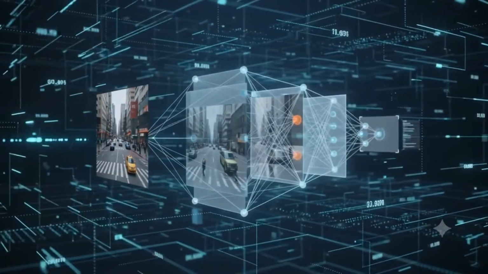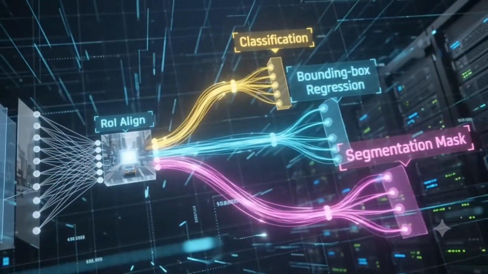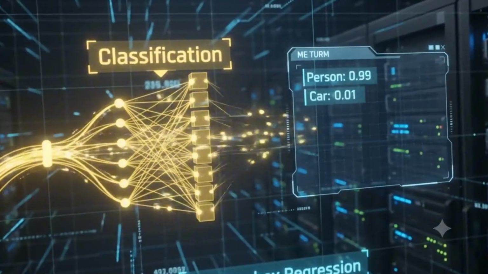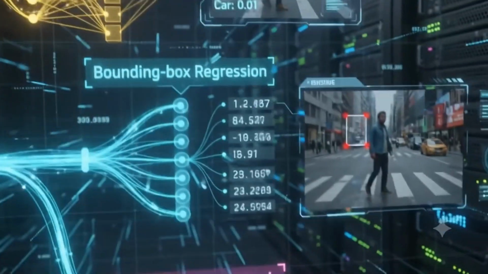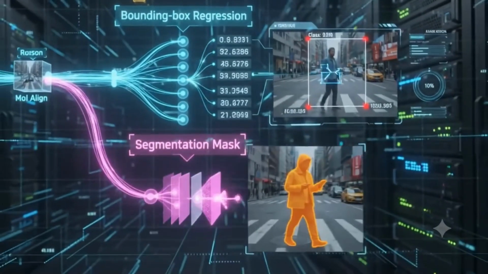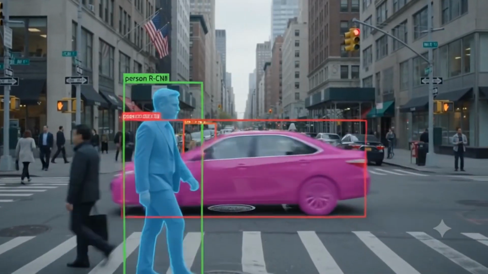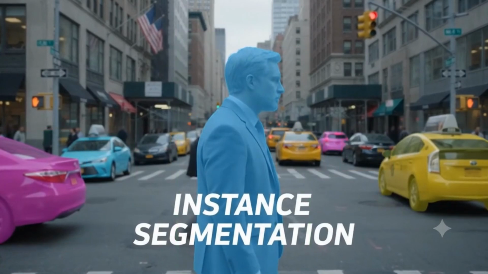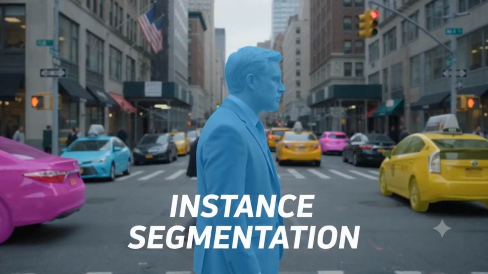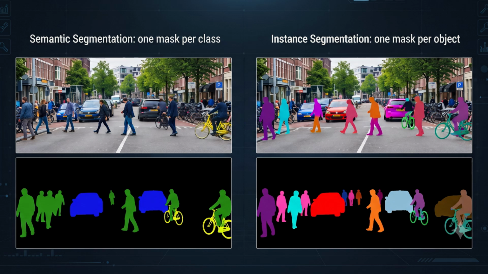Mask RCNN extends Faster RCNN by adding a third prediction branch. In parallel with class prediction and bounding box regression, the model produces a pixel-level segmentation mask for each detected object. This task is called instance segmentation. The word instance is important. If an image contains 3 people, the model does not simply label all person pixels as one region. It produces a separate mask for each individual person. This makes Mask RCNN useful for applications such as background replacement, image editing, robotics, and medical image analysis.